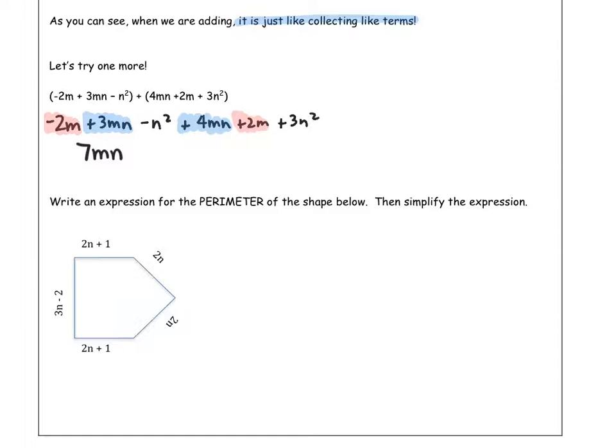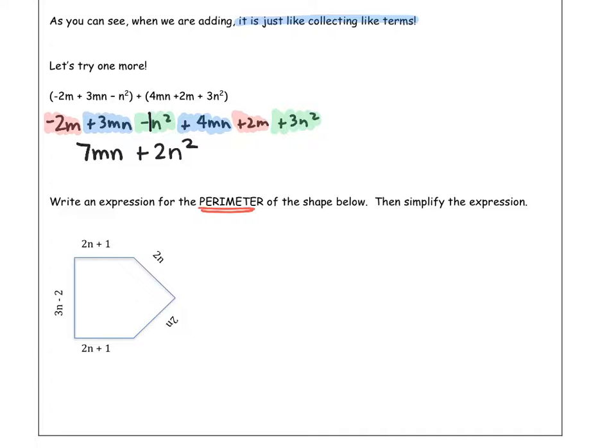And then I've got a negative n squared and a positive 3n squared. So remember that this is an implied 1. So I've got negative 1 plus 3. So I've got more positives by 2. So plus 2n squared.